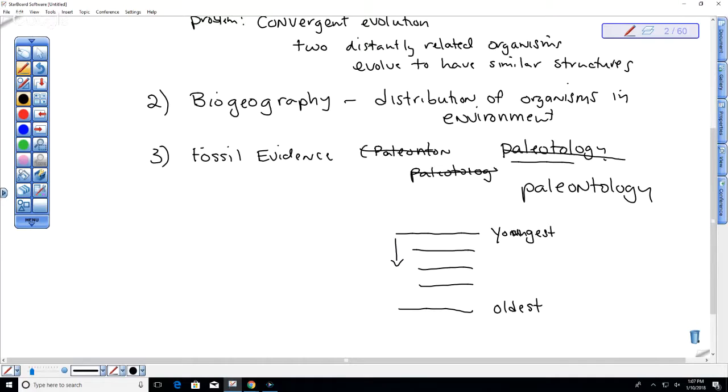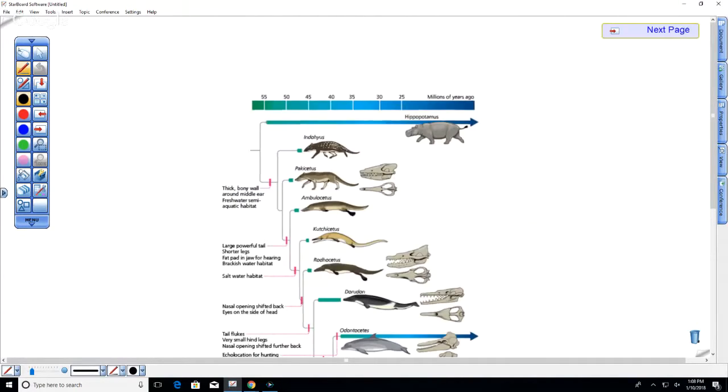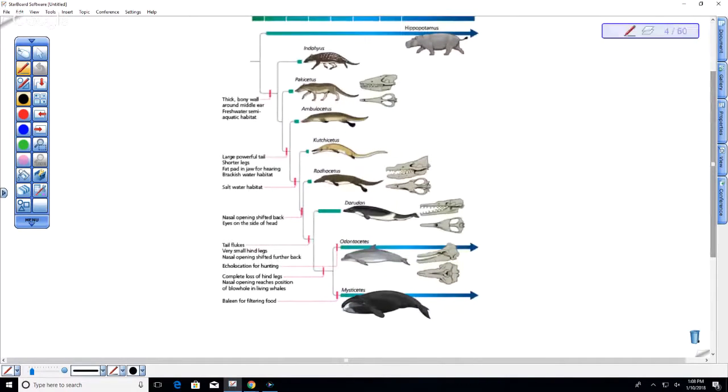So when we look at the fossil record, we sometimes see changes. Organisms that are not around now were at some point found in the fossil history. So if we look at an example of this, this is the evolutionary history of the cetaceans, which includes the whales and the dolphins. The group of mammals around today that is most closely related to the whales and the dolphins is the hippopotamus.